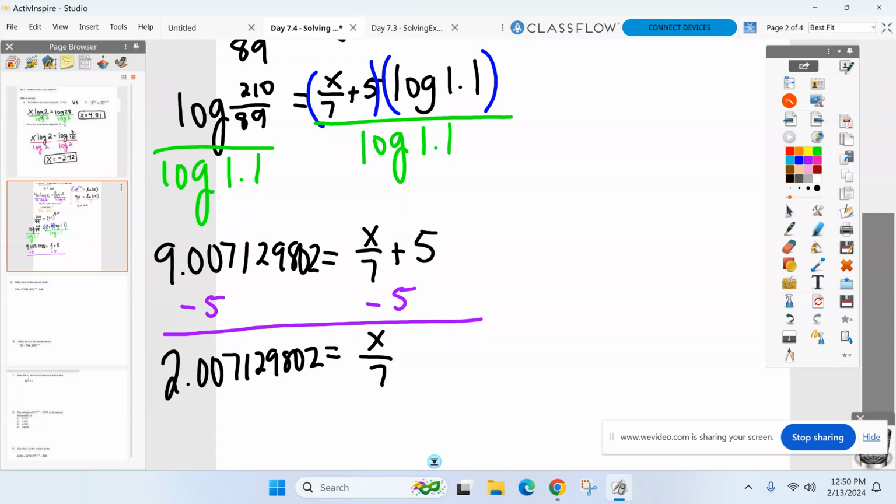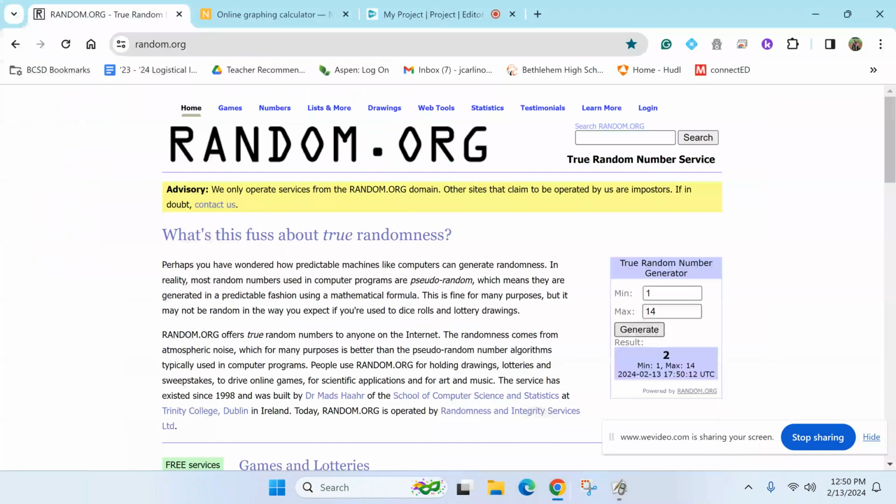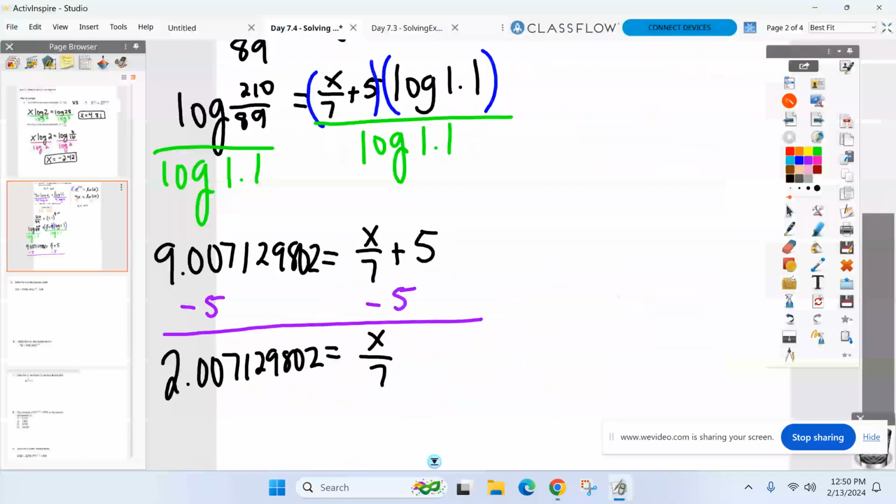Ooh, x still not by itself. Final step. Grant, final step. Multiply by 7. Yep.